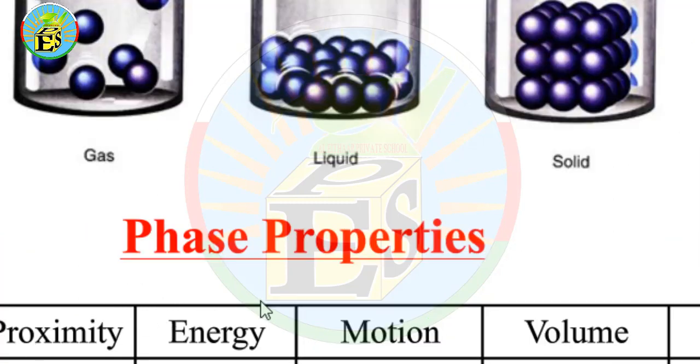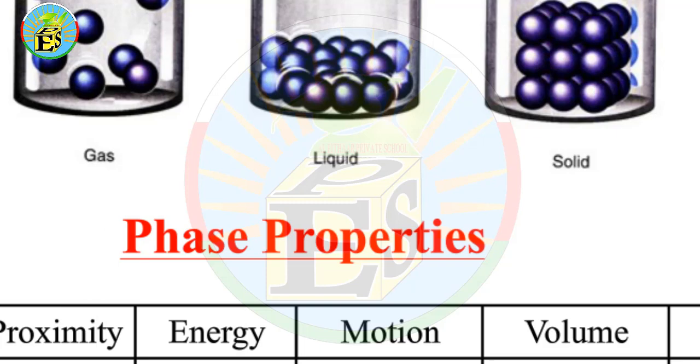This is a comparison between phase properties: proximity, energy, motion, volume, shape. Solid is close, energy little, motion vibrational, volume defined and shape also defined. Liquid is close, energy moderate, motion rotational, volume defined but shape undefined. Gas is far apart, a lot of energy, translational motion, and undefined volume and undefined shape.